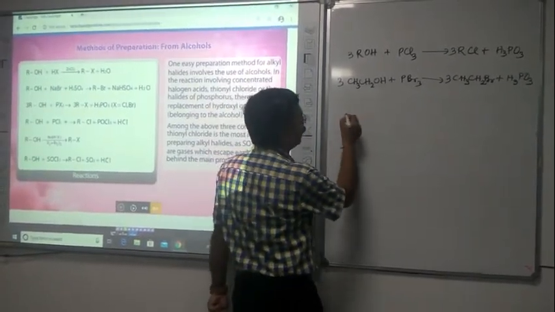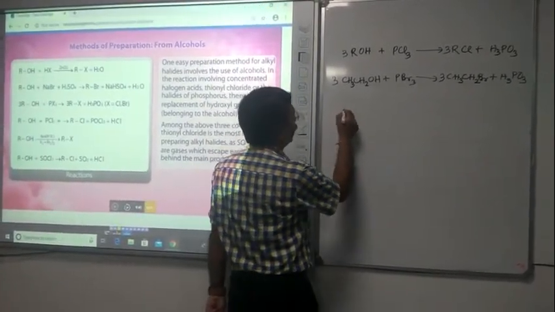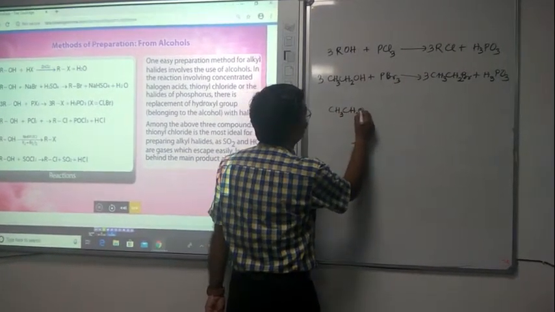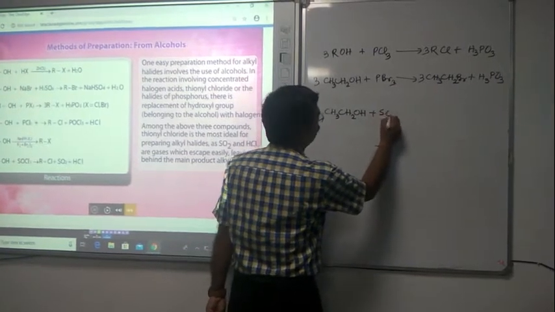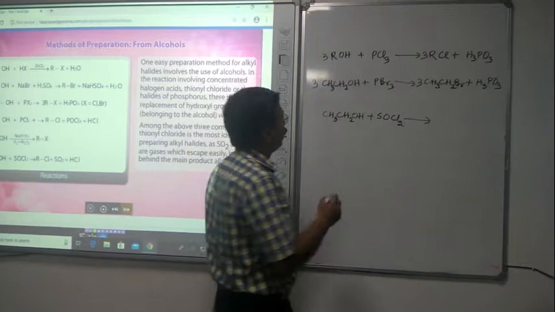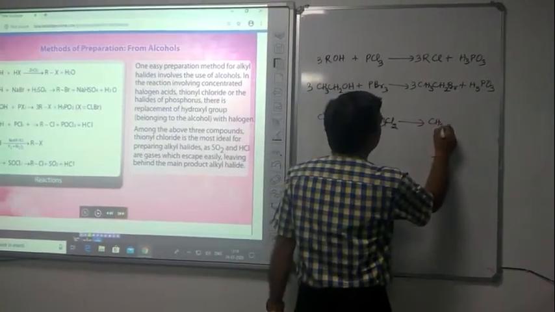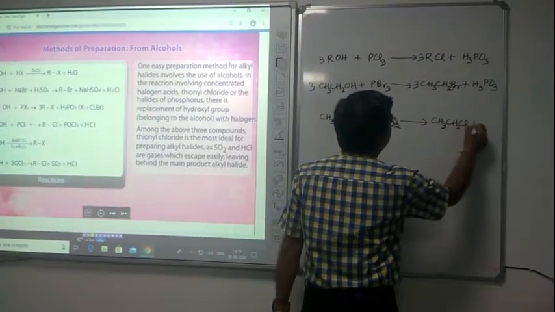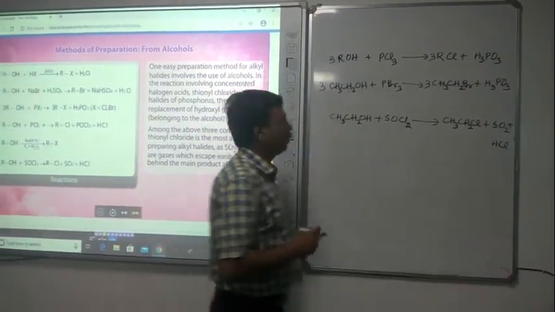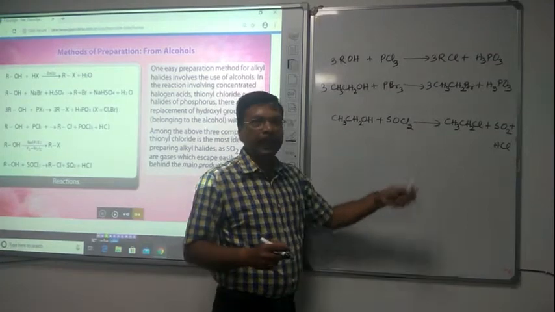And a very important one is SOCl2, thionyl chloride. Suppose I take CH3CH2OH, ethanol, plus SOCl2, thionyl chloride. We will get CH3CH2Cl plus SO2 plus HCl. The sulfur dioxide and HCl are the byproducts here.